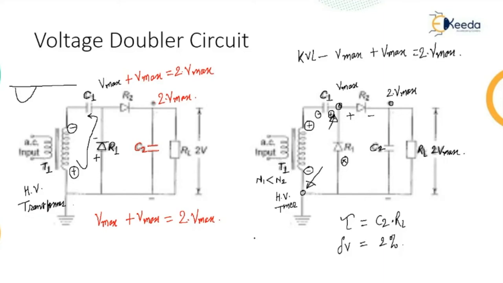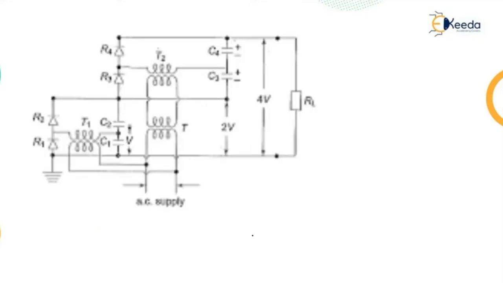The rectifiers are rated to a peak inverse voltage of 2Vmax, and the capacitors C1 and C2 must also have the same rating. If the load current is large, the ripple is also more. Now, let us consider the next circuit to the voltage doubler. If two voltage doubler circuits are cascaded, it is called the cascaded voltage doubler circuit.